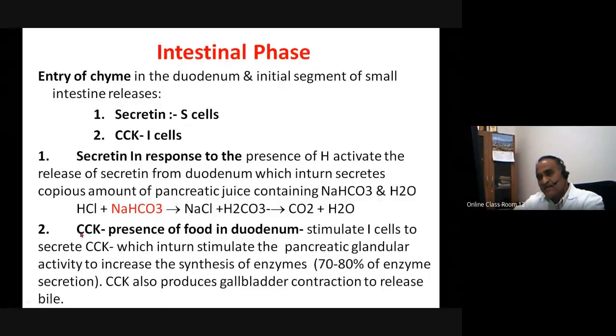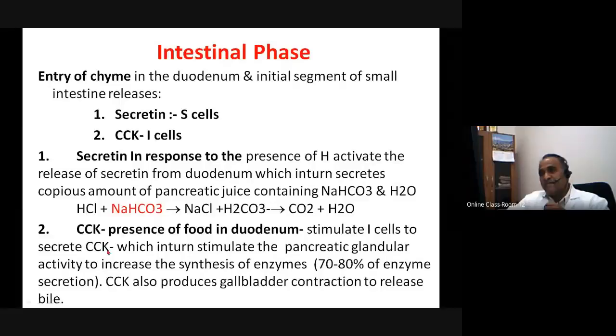Now we have a second hormone, CCK, cholecystokinin. Previously it was known as pancreozymin, and now we know that it is the same molecule. In between it was named CCK-PZ. Now it is clearly called cholecystokinin. It is activated by the presence of food in the duodenum, especially partially digested protein products that stimulate the I cells in the duodenum to secrete CCK.